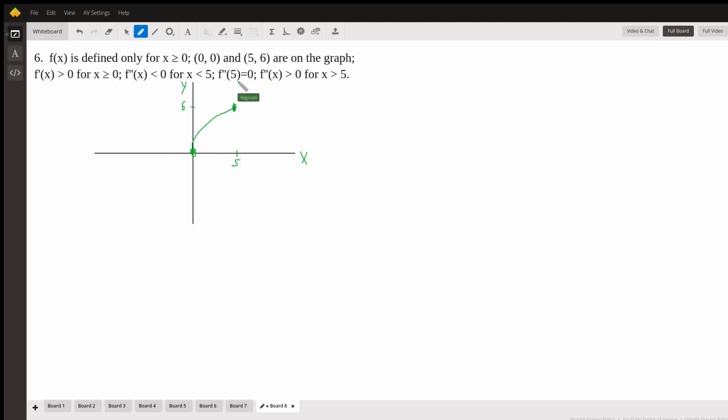So f double prime of 5 is 0, right? So this is an inflection point. F double prime of x is greater than 0, so it's going to be concave up when we're greater than 5. So it's going to shoot up as such. All right, so we're only going to put arrowheads here and not here because, remember, it's not defined on this side. All right, that was a mouthful.